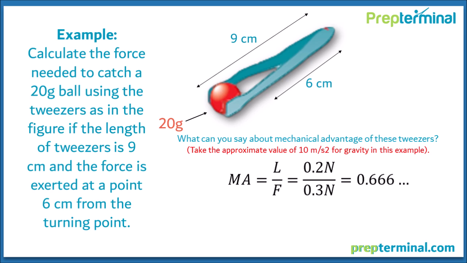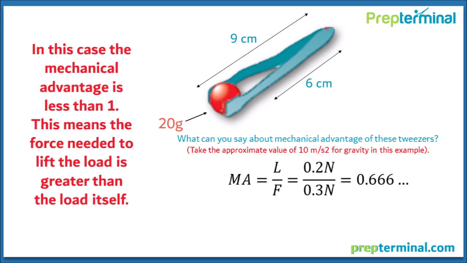The mechanical advantage is MA equals L divided by F, which equals 0.2 newtons divided by 0.3 newtons equals 0.666 recurring. In this case, the mechanical advantage is less than 1. This means the force needed to lift the load is greater than the load itself.